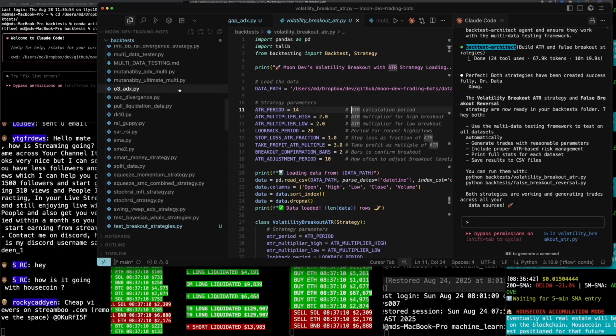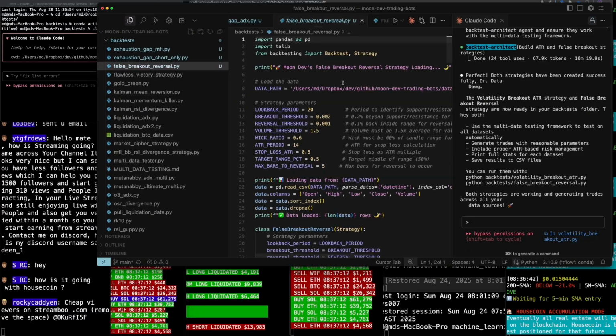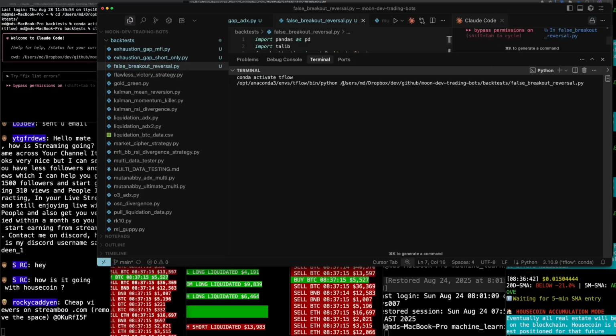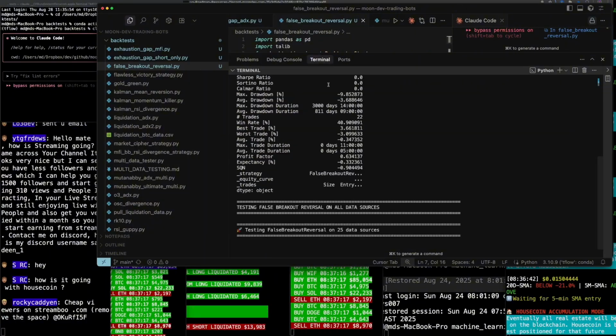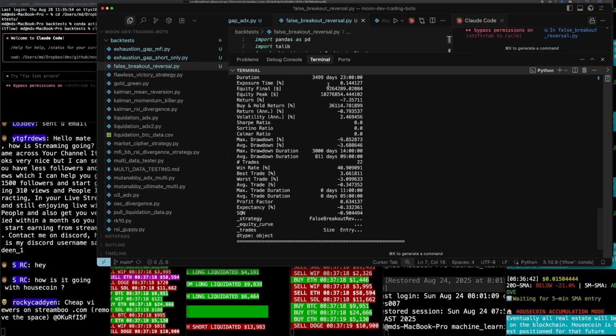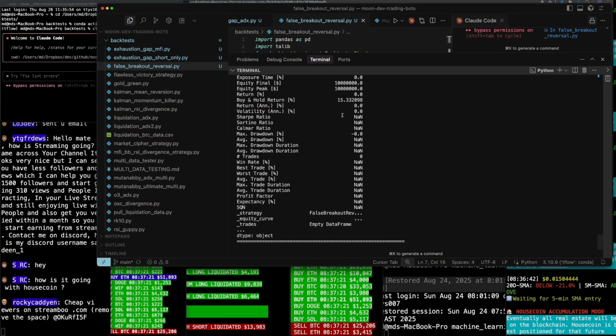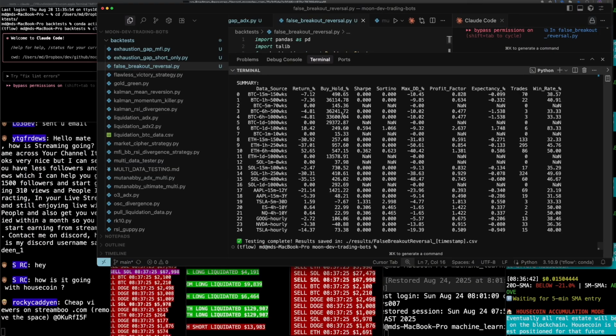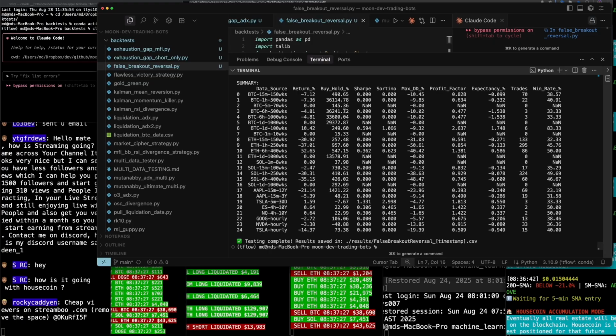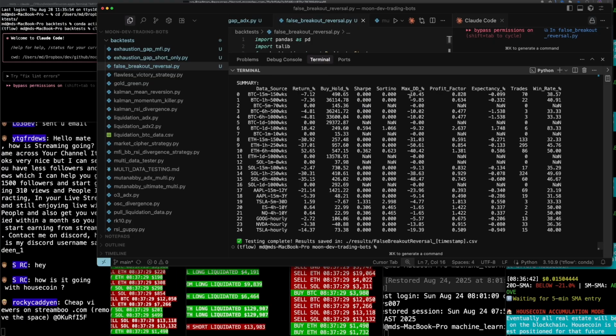Okay, perfect. Let's go ahead and now try the false breakout reversal. Nothing too high. Oh, 1.74 expectancy. Okay. I like to see consistency though, to be real. So you can see nothing too high either, but that's okay. This is part of the game. Two different strategies.